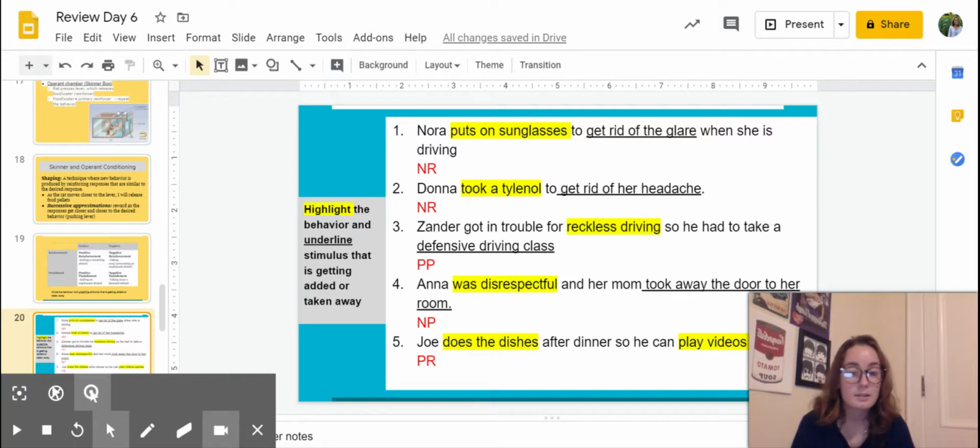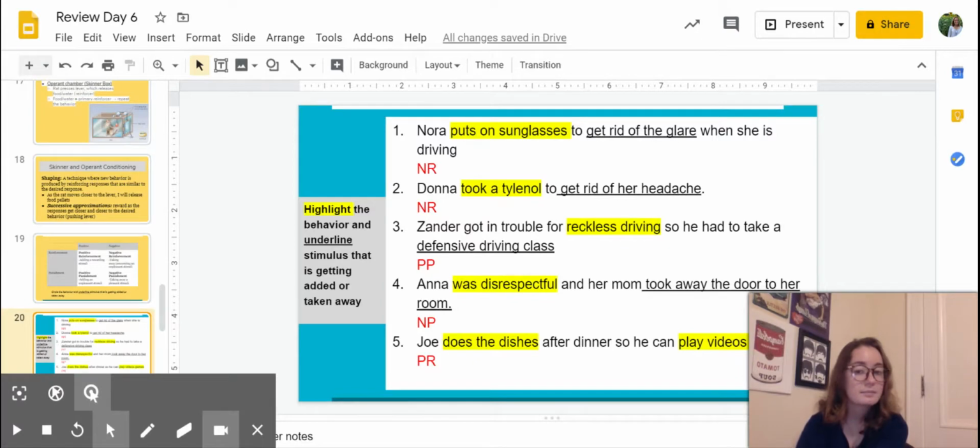Anna's disrespectful and her mom took away the door to her room. We see here the behavior is being disrespectful, and what's getting taken away is the door. And is that something you want to happen? No, we like our door. So it's removing something that's actually pleasant to us. So that would be negative punishment, because it's deterring her from doing that behavior of being disrespectful again.